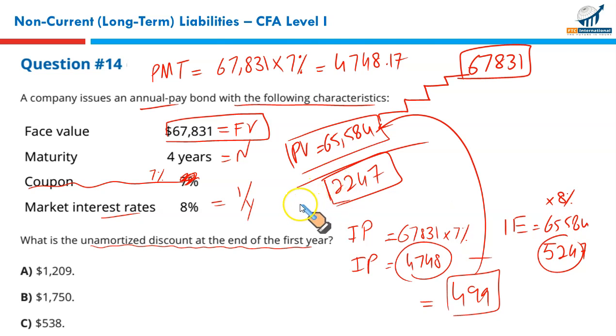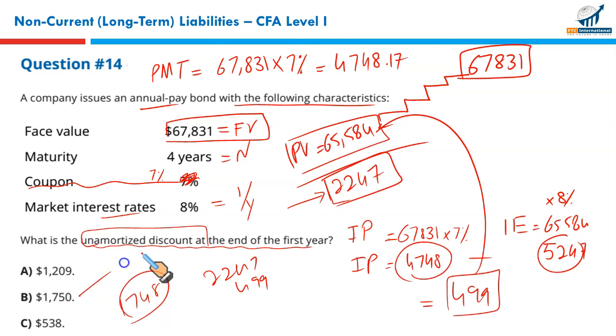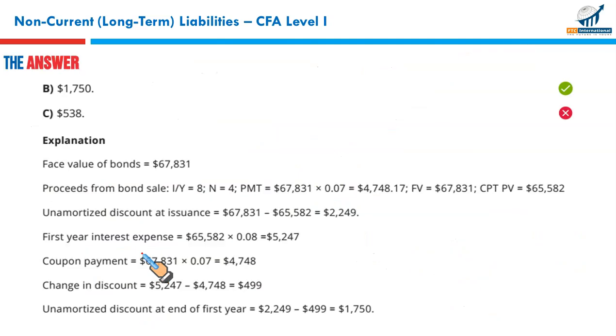So this is the original balance on discounts, and this much has been amortized. We need the unamortized discount. This was the original discount, out of which this much has been amortized during the current year. So 2247 less 499 should give you a somewhat close result. 2247 less 499 is 1748. Because of rounding off, B is the right answer. B it is.